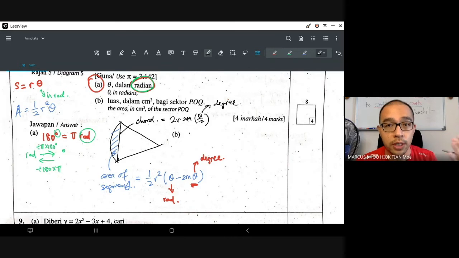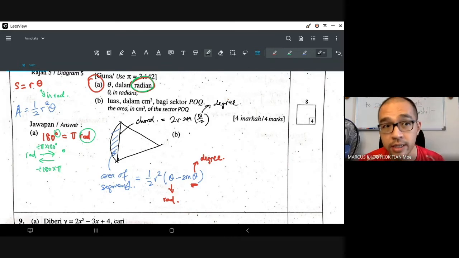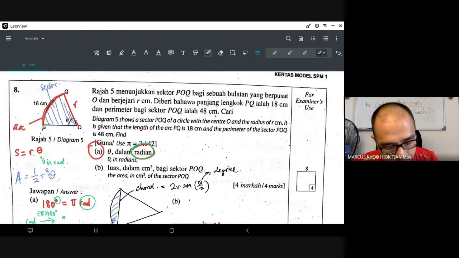Again, the reason why these classes are very slow is because it is a revision plus answering technique at the same time. According to me, you don't have to go for any more answering technique session, because I cover this from chapter to chapter. All right, let's take a look at the question.